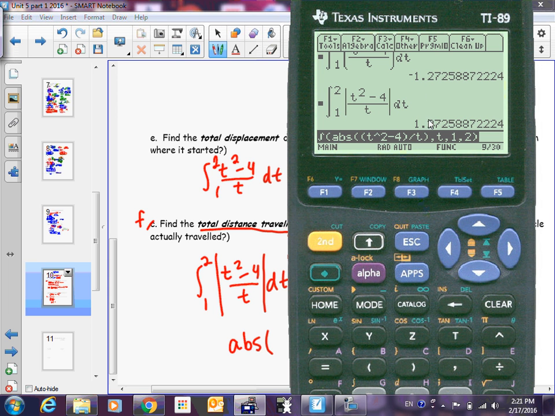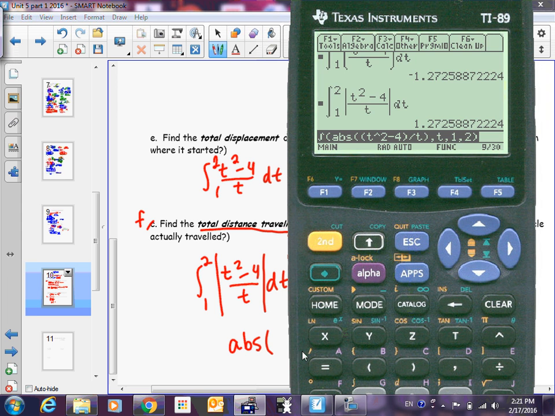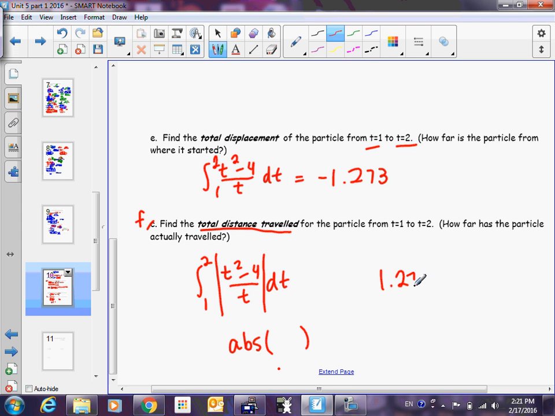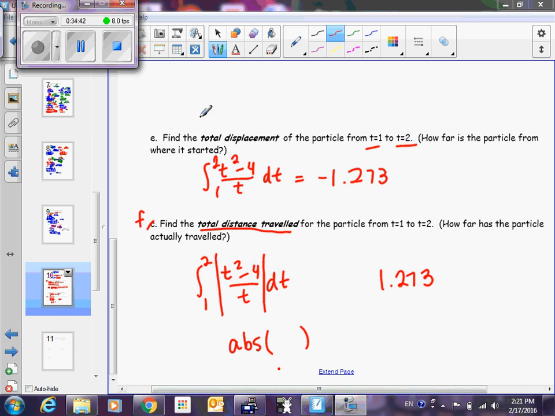Now I want you to notice something here. The answer was negative and now it's positive. It's not always going to happen where you can just make the negative become positive. You've got to do the absolute value bars because you don't know when the particle is moving left, right, whatever. So you go to catalog, ABS, and just make sure you open and close the parentheses around the function. This is the first time we've talked about this today, so it's mostly just to get you some exposure to it. We will go over this more at a later time.